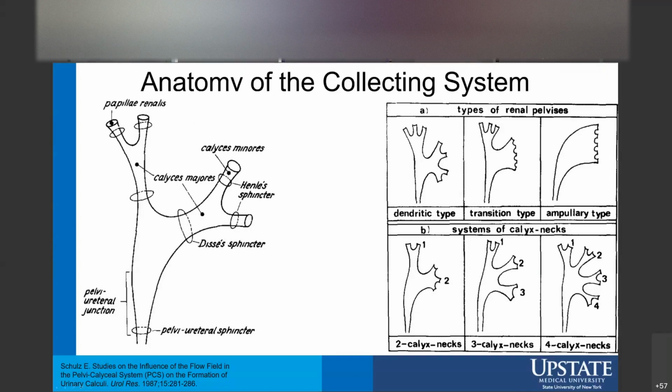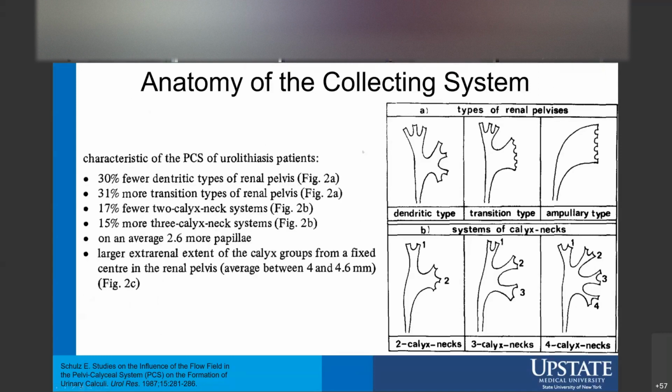So what they ended up describing is that for stone-forming patients, the most common pattern was the bottom middle pattern, so this 3-calyx pattern, where you have 30% fewer dendritic types, so that's 2A, top left. You have 31% more transitional renal pelvises, so that's where you have compound calyces coming together and large minor calyces, small minor calyces joining into one large major calyx. And then you tend to have a lot more of these lower, mid, and upper pole systems as opposed to those really spider-like systems that we sometimes see in non-stone forming patients.